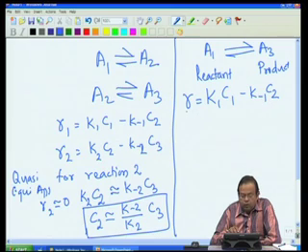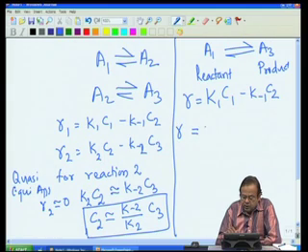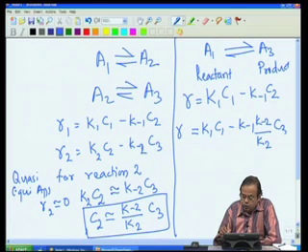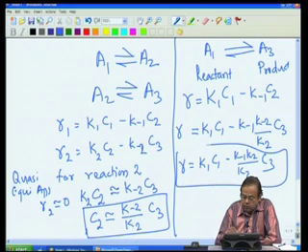But if I want to use this, I need a knowledge of C2, and this is the intermediate which I cannot measure, or I do not know what the rate constants are and so on. So, what do I do? I can write this as K1 C1 minus K minus 1, and for C2 I am going to put K minus 2 by K2 into C3. So, this is K1 C1 minus K minus 1 K minus 2 by K2 C3. So, this is my rate of reaction.